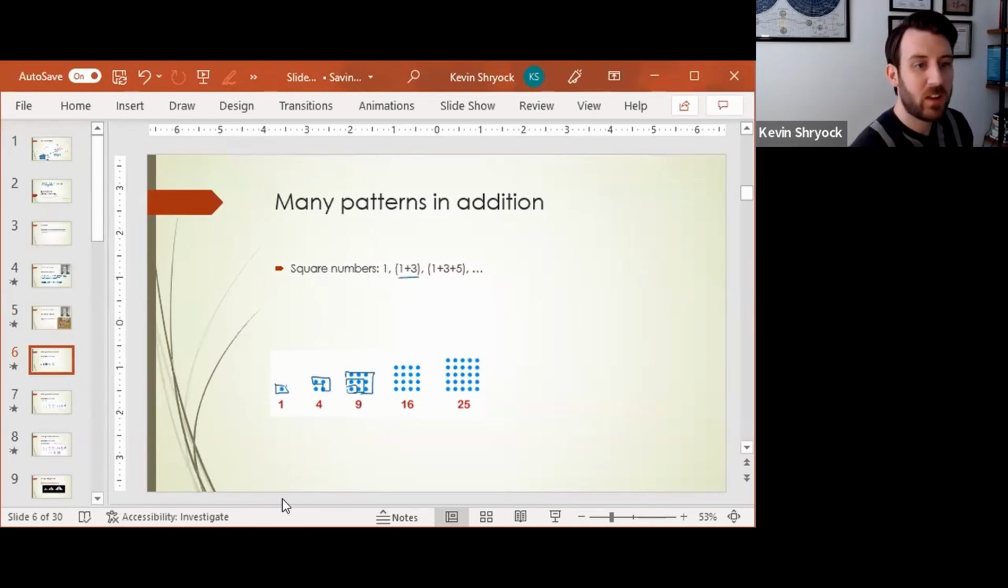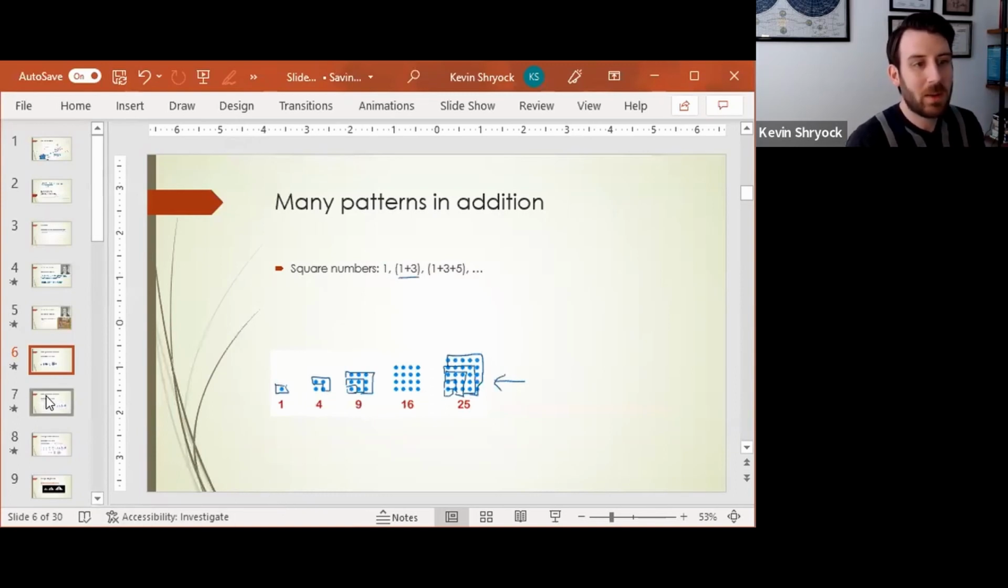So if you want to know the fifth square number, it is the sum of the first 5 odd numbers. And we can see that in this picture, right? First odd number, second odd number, third odd number, fourth odd number, fifth odd number. So we have the square numbers. The square numbers have hidden patterns of addition within them.